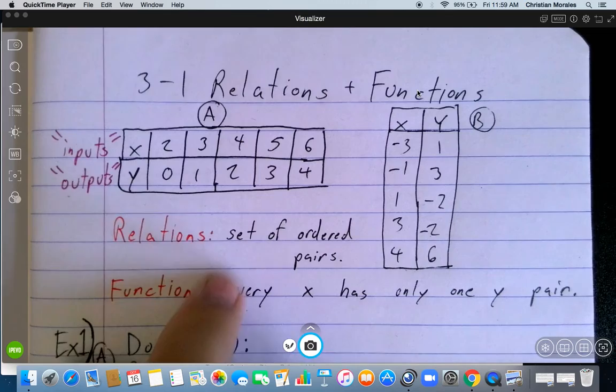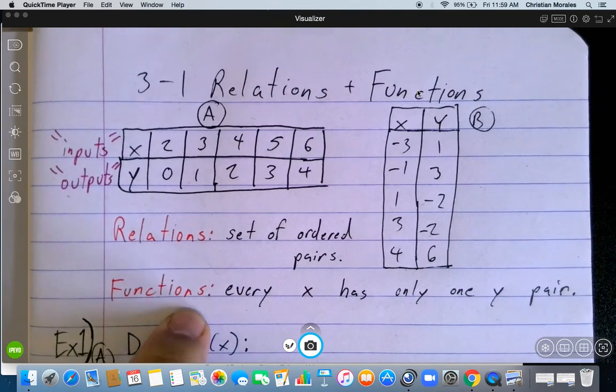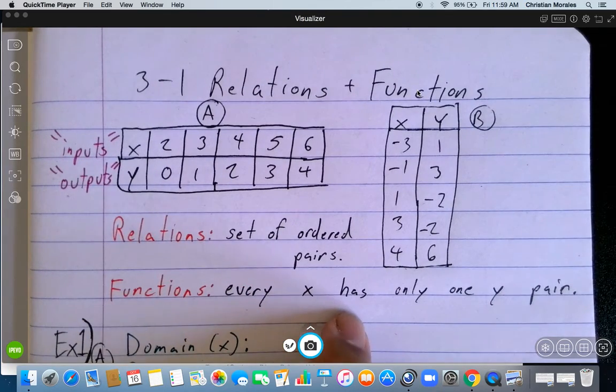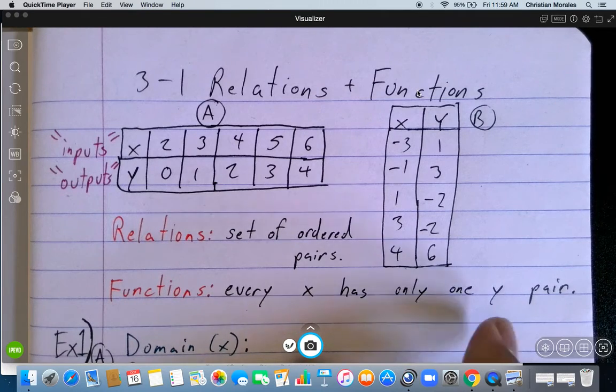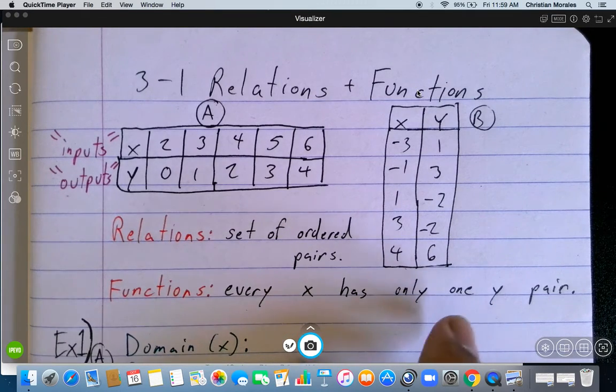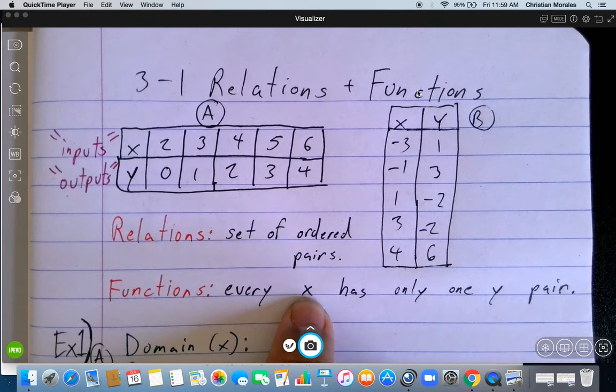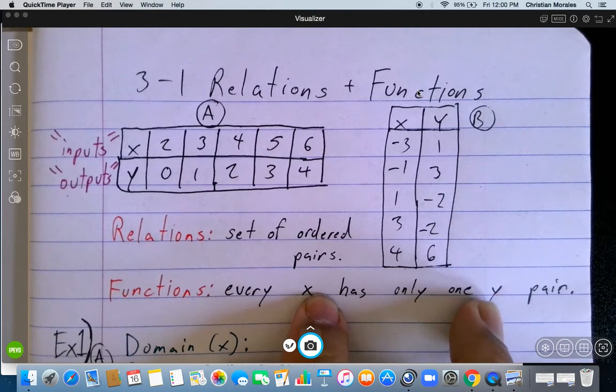Now, what makes a relation different from a function? Well, with a function, every x has only one y pair. That means that the numbers for x can only give you one answer for the y. They can't give you two different numbers.